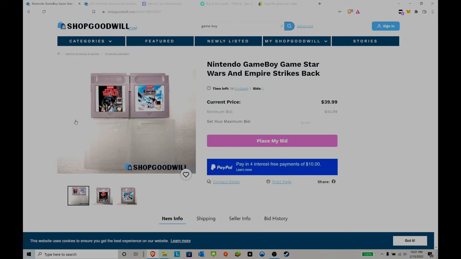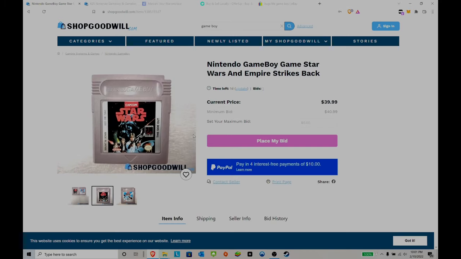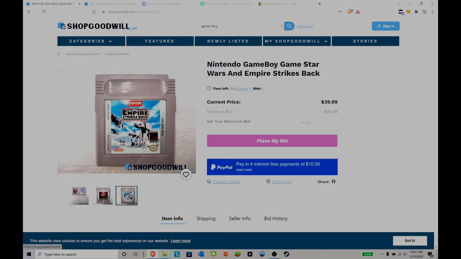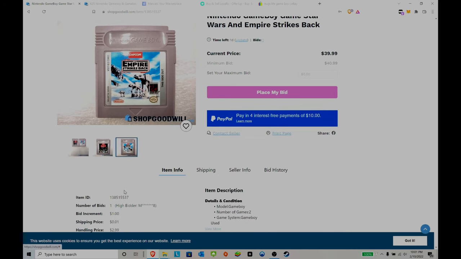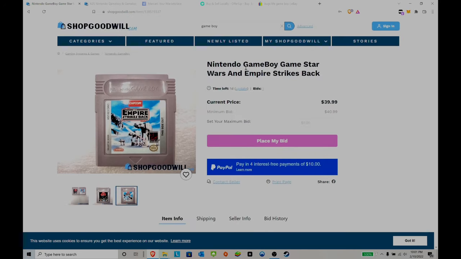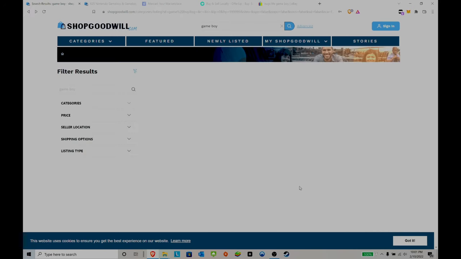This is a cool one too. This is The Empire Strikes Back. I've seen this. For this price, you could buy a brand new one from, what is that, Limited Run? I don't know if they have it there anymore. But it's even better to have the original. So that is pretty cool. I can see why it's got one bid so far. But that's pretty cool.